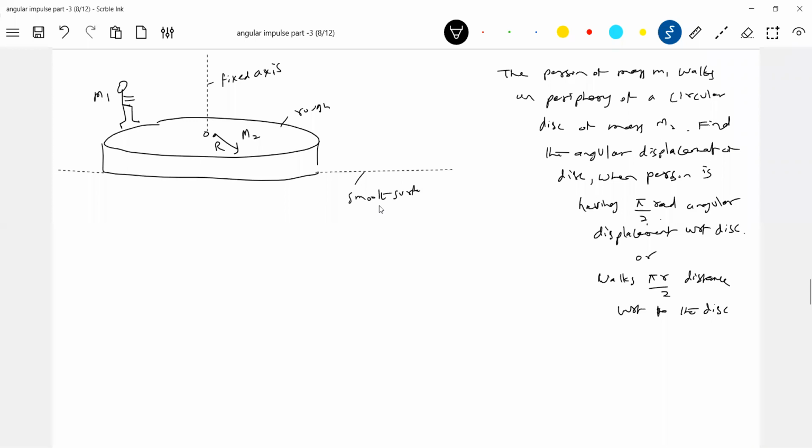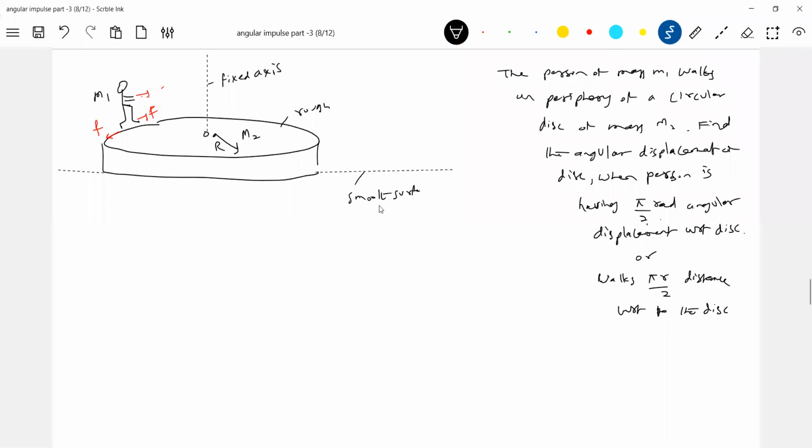So when a person walks here, I think I'll give the plan diagram. When a person walks here, friction will act like this, and the friction on the disk will act here. So then about O, what is the net torque? It will be 0, no? F into R. What is this F? The friction acting on the person when he walks. So he will move along the periphery, no?